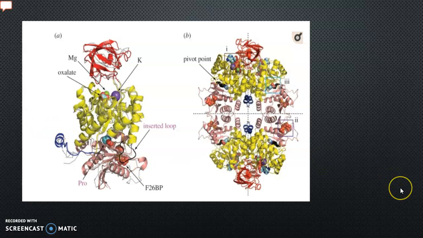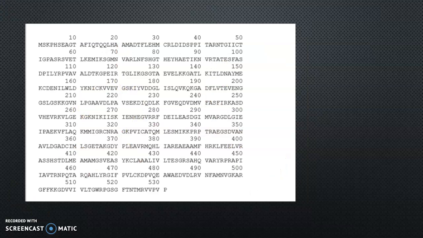This is the ribbon model of the protein. It has an average of 500 amino acids with a different kind of secondary structure. Its primary structure is this, and it is a sequence of 20 different amino acids, and it changes depending on its location.